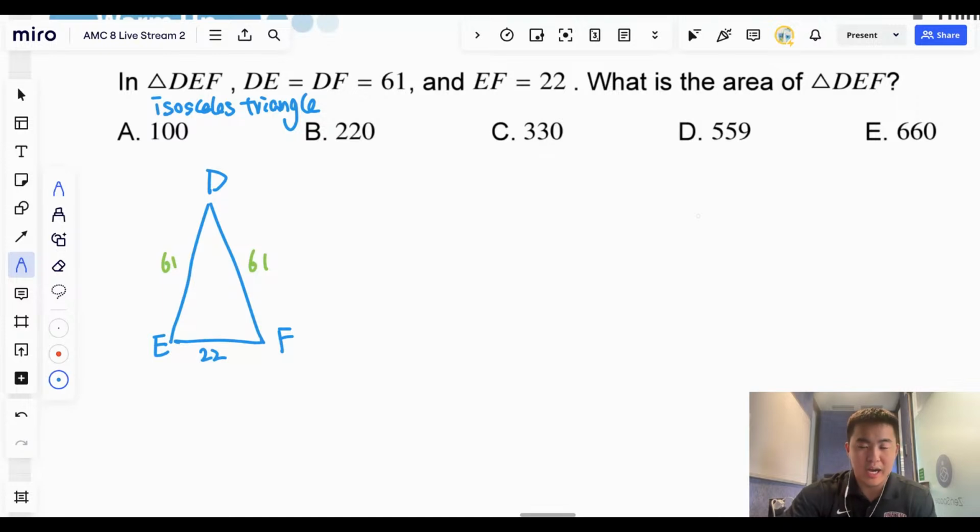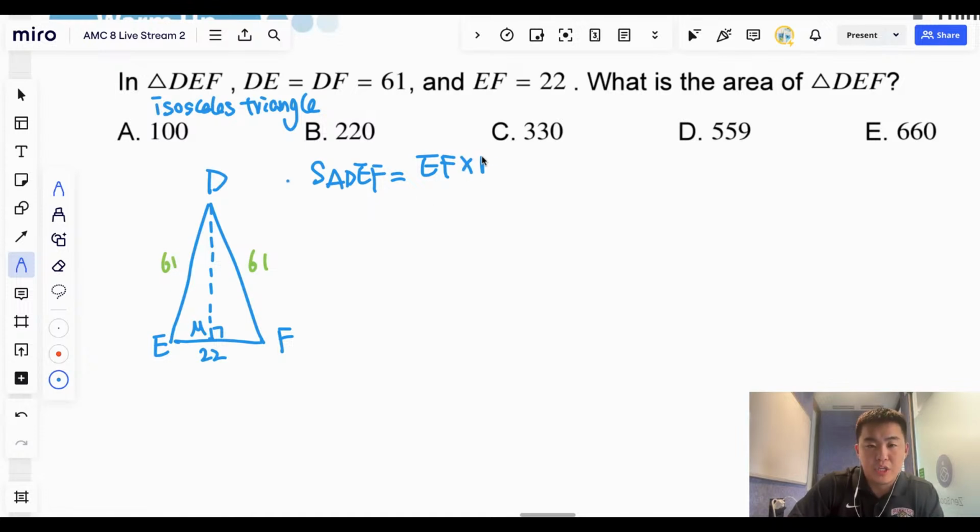So let's try to draw the height as a helping line in this figure. Let me draw it here. Starting from D, since it's the height, don't forget the perpendicular notation. Let's call this point M. M is a point that falls along the line segment EF. Now let's write down the formula. The area of triangle DEF becomes the base EF times the height, which is DM, and then the most important part, divided by 2. Now we know EF, and 2 is a constant. We just need to find DM.